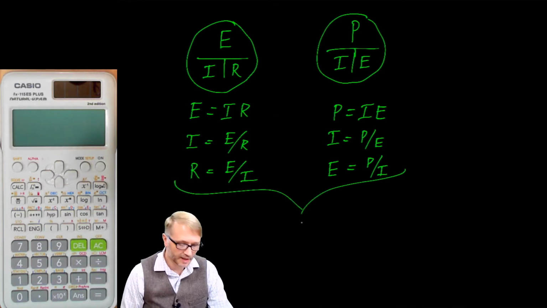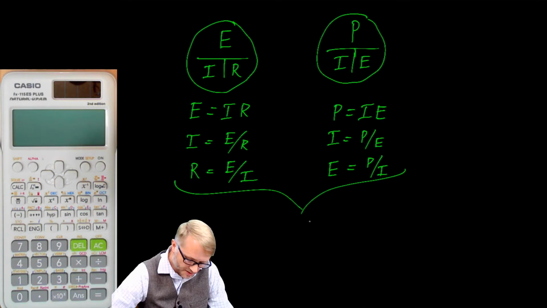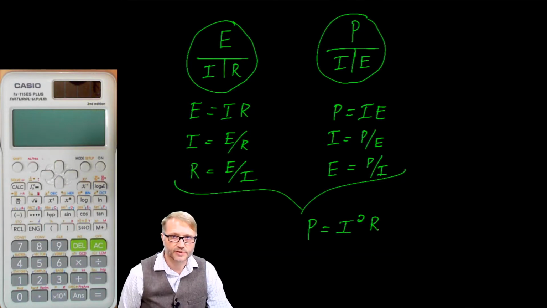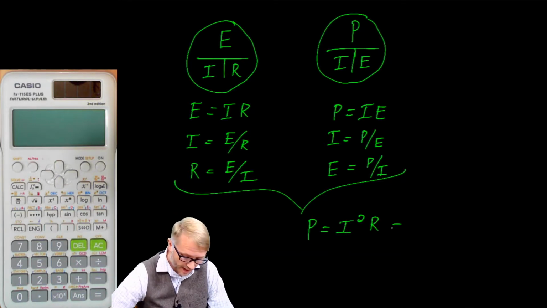There are some shortcuts you can take to this. You could also say that power is equal to current squared R, and you'll see that referred to as I squared R. And power is also equal to the voltage squared divided by the resistance.